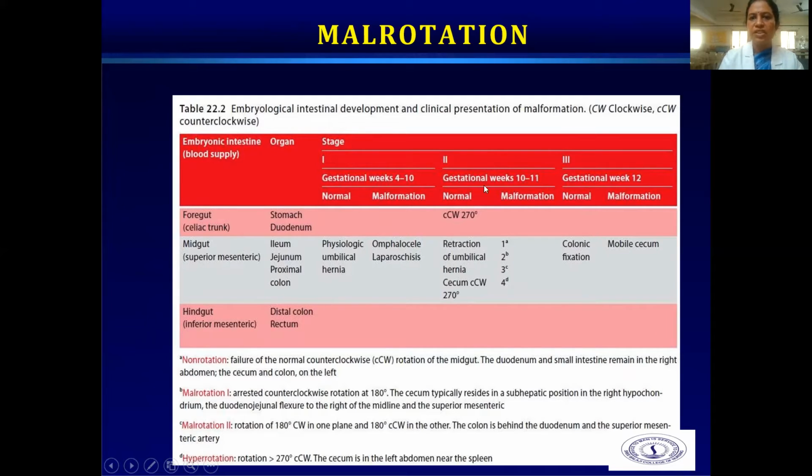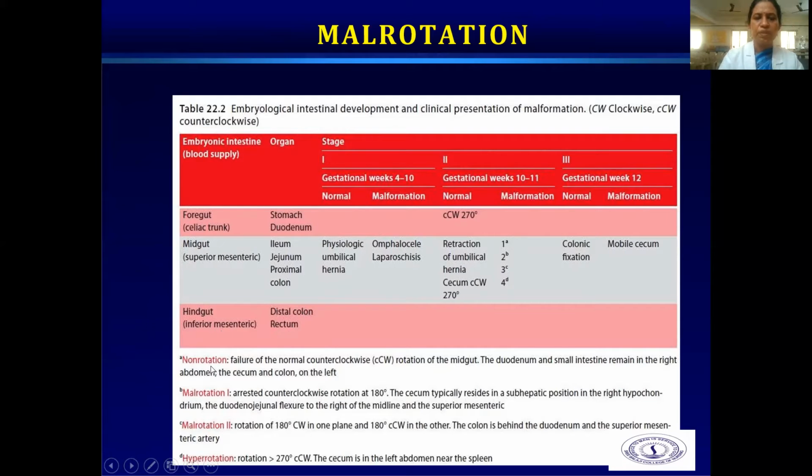Whereas in gestational weeks 10 to 11, we see retraction of the umbilical hernia and the cecum, that is 270 degrees. So it is classified as 1A, 2B, 3D, 3C, and 4D. Now in gestational week 12, normal is colonic fixation, whereas malformation is a mobile cecum. Now the hindgut is inferior mesenteric, where we see the distal colon and rectum.